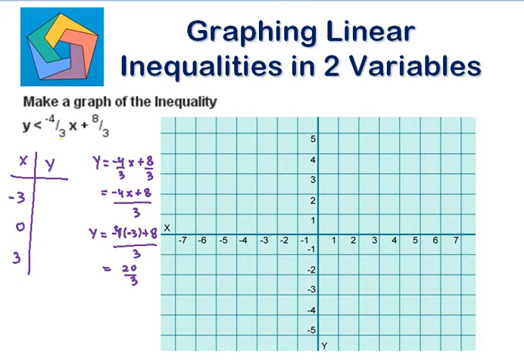3 times 6 is 18. 3 times 6 is 18, 20, so 6.6, not 6.3. For 0 it will be 8 over 3. 3 times 2 is 6, 20, so 2.6. For 3 it will be minus 12 plus 8, that's minus 4 by 3, which is minus 1.3.